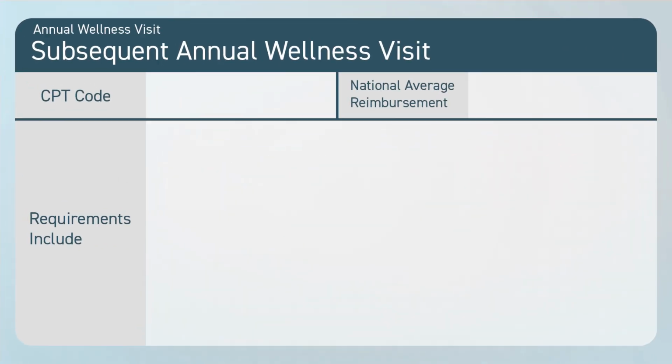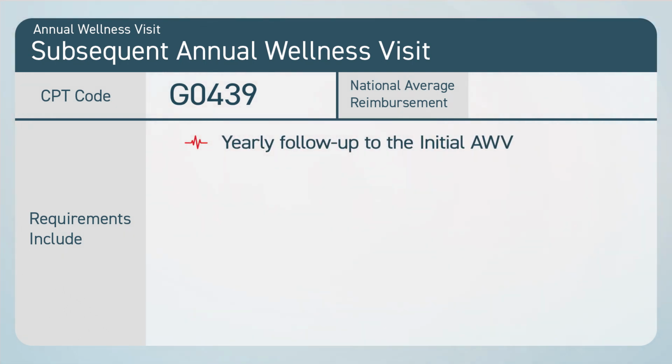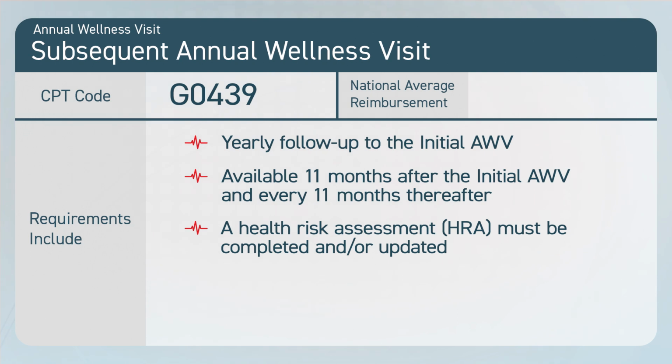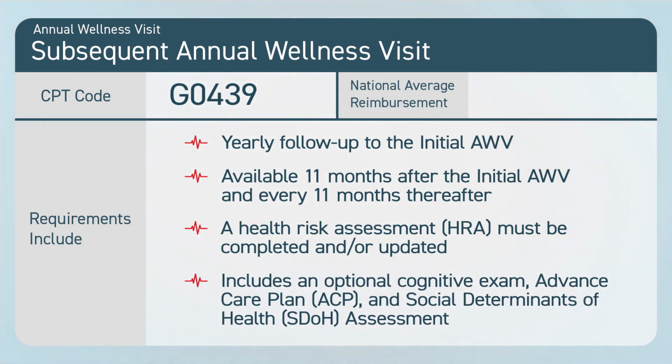The final annual wellness visit is the subsequent annual wellness visit. The billing code for this visit is G0439. The subsequent AWV is the yearly follow-up to an initial AWV and can be completed 11 months after the initial AWV, and then every 11 months thereafter. The subsequent AWV is very similar to the initial AWV, with an HRA, cognitive screening, ACP, and SDoH screening. The current national reimbursement for G0439 is $128.